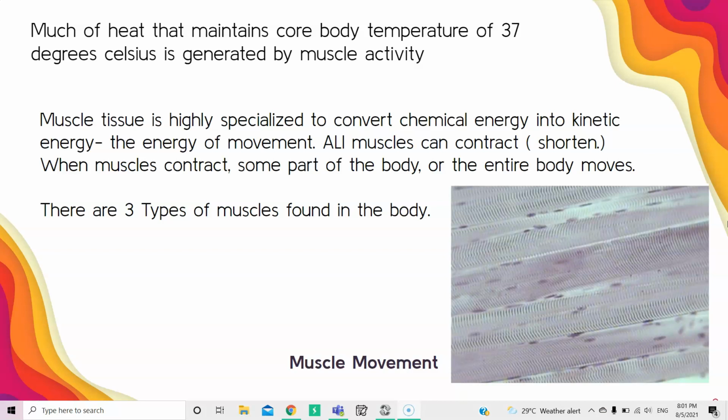So what our muscles do is they are a specialized unit that convert chemical energy into kinetic energy. So chemical energy is what we learned is found in ATP, that's a chemical, and then kinetic energy means movement. All right. So all muscles contract or shorten, and when they do, they're utilizing that conversion. When muscles contract, some part of the body or the entire body will end up moving.